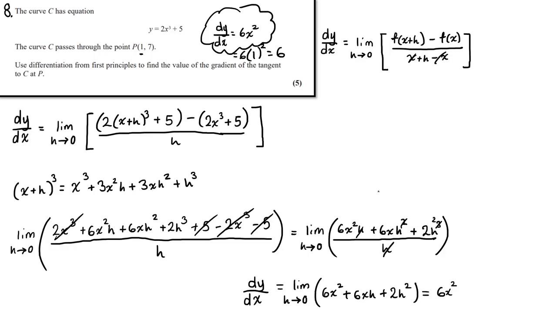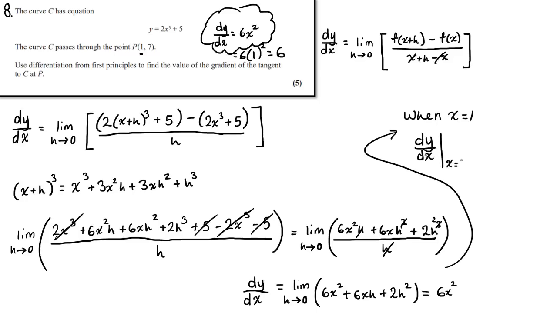All we need to do now is substitute this x coordinate in here of 1. So when x equals 1, dy by dx is equal to 6 lots of 1 squared, giving us 6 there. Okay, so that gives us the value of the gradient of the tangent to C at P. So that gives us our solution there to question 8.